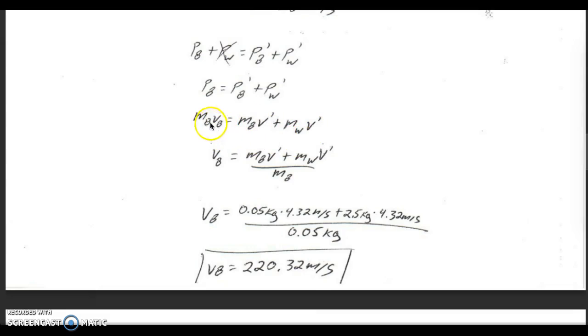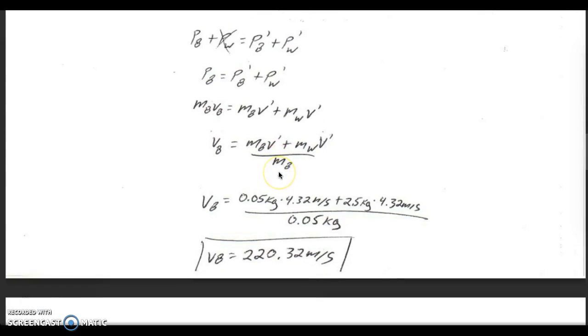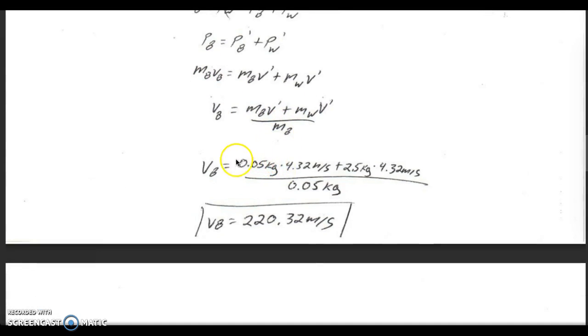Solving for the velocity of the bullet, I just have to divide by the mass of the bullet over to the right. That's why it's in my denominator now in this step. Plugging in my numbers, I get the mass of the bullet, 0.05 kilograms, times 4.32 meters per second plus 2.5 kilograms times 4.32 meters per second, all divided by the mass of the bullet, which is 0.05 kilograms. That tells me that the bullet had to have been going 220.32 meters per second.